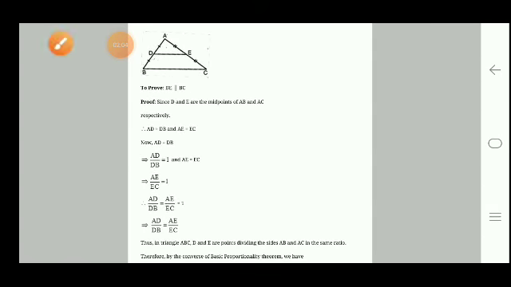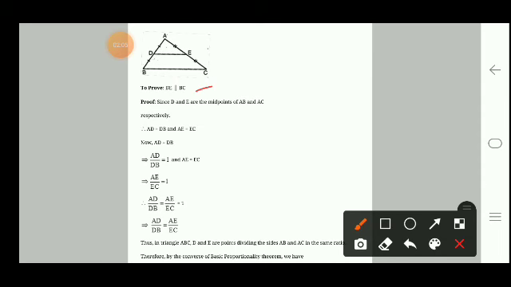So DE is parallel to BC is to be proved, where AD is equal to DB is given, then AE is equal to EC is given. So now if we see here, AD is equal to DB and AE is equal to EC, so can we write AD upon DB is equal to 1? Can we write AE upon EC is equal to 1? So both are equal to 1, it means AD over DB is equal to AE over EC is equal to 1. This means that D and E are the points dividing the sides AB and AC in the same ratio. Therefore, by the converse of the BPT, we can say that DE is parallel to BC.